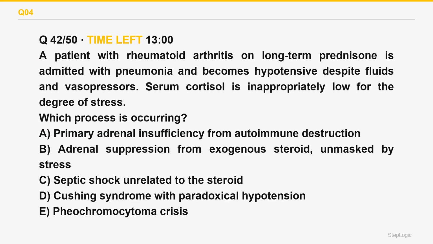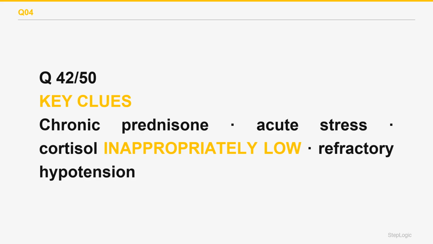Which process is occurring? A patient with rheumatoid arthritis on long-term prednisone is admitted with pneumonia and becomes hypotensive despite fluids and vasopressors. Serum cortisol is inappropriately low for the degree of stress. Read the command. Which process? Long-term exogenous steroid changes how the adrenal responds to a crisis.